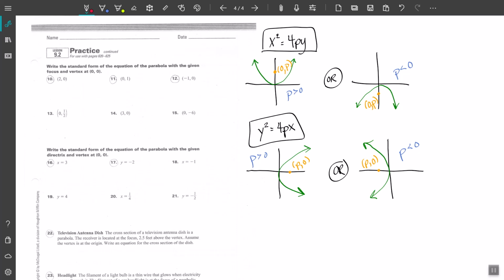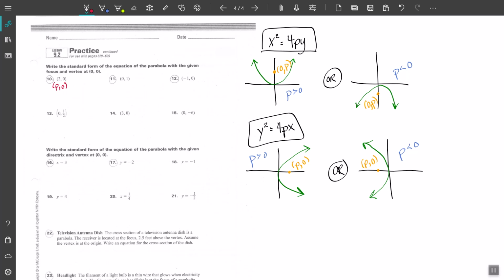So if I'm looking at number 10, I can see that my p-value, because remember that's how we determined the focus in the problems before, was the p-value. I can see that my p-value is the x-coordinate. So when they figured out and calculated p in this particular problem, they got a value of 2, and that correlates to the x-coordinate here.